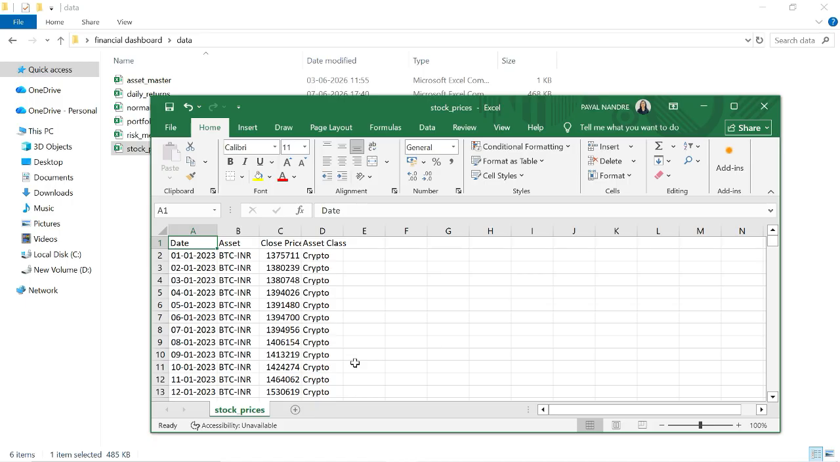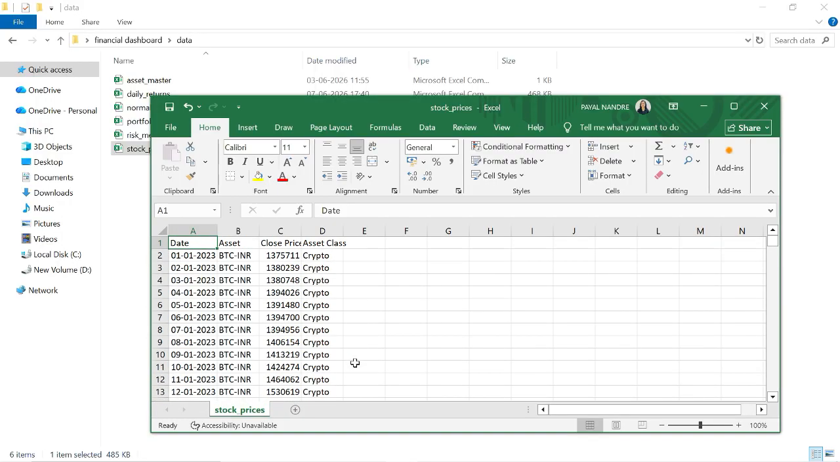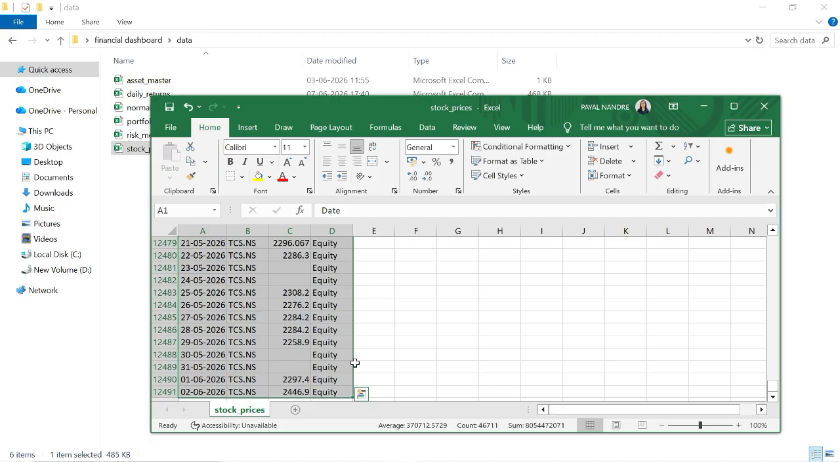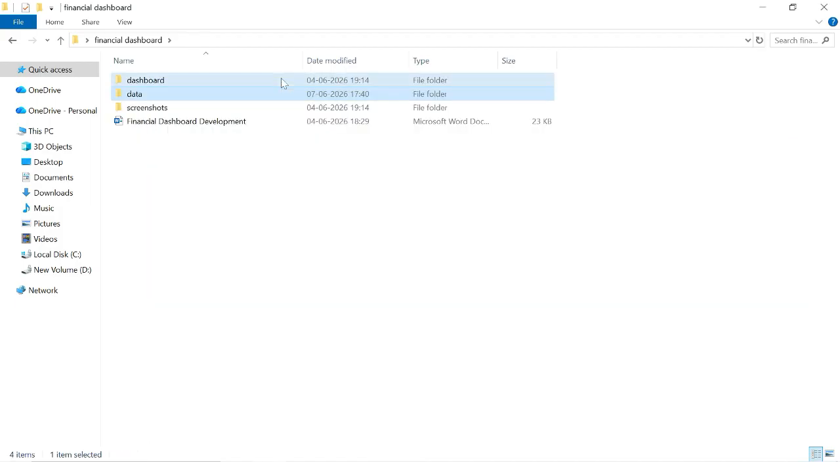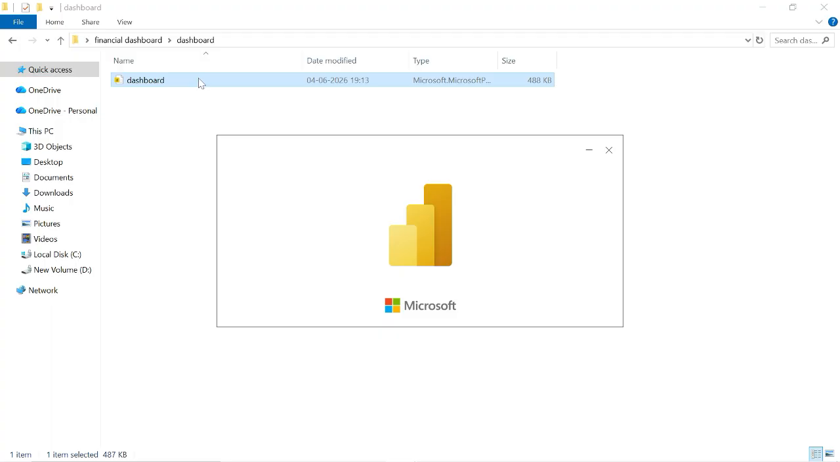The stock price is nothing but the closing price of that asset on that particular day. So there are almost the same number of rows, like 12,471 or more than that. Okay, so here are 12,491 rows. Now let's check out the dashboard.